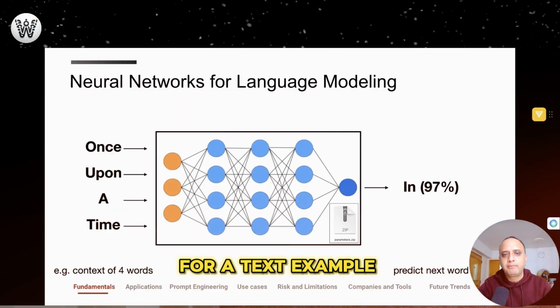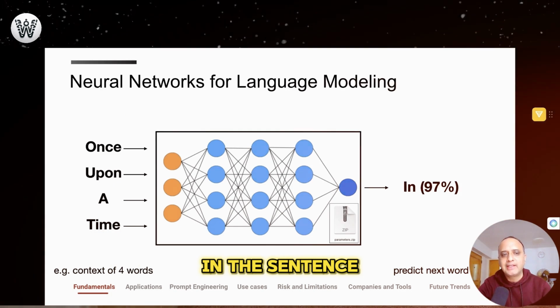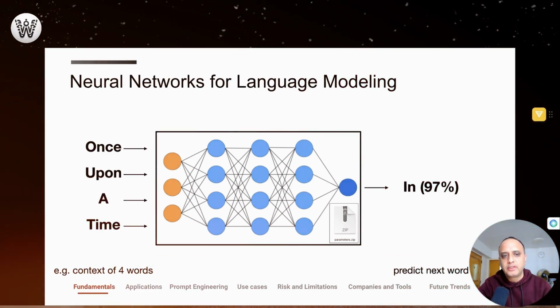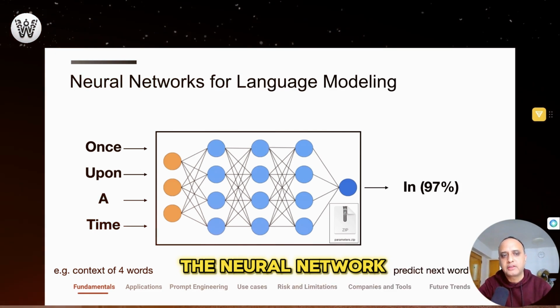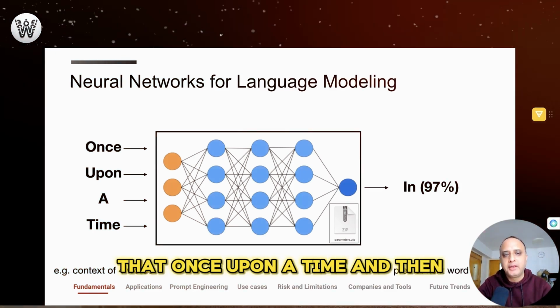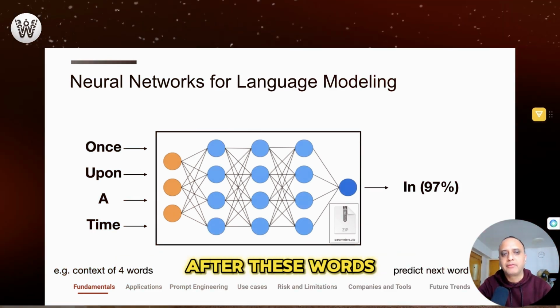For our text example, a neural network can learn to predict the possibility of the next word in the sentence given the words before it. So here we have 4 words going as inputs into the neural network, that is, once upon a time, and then it predicts the word with the highest probability of occurrence after these words.